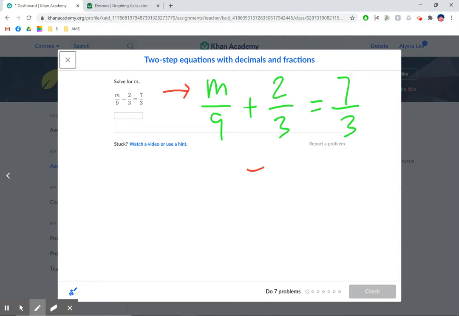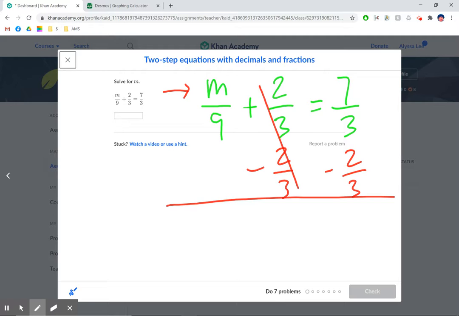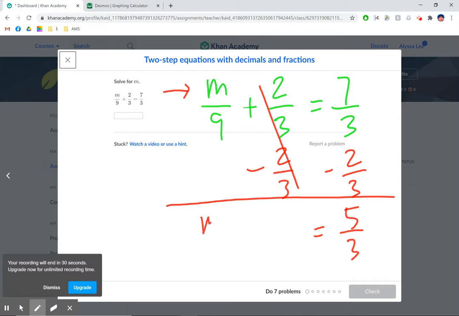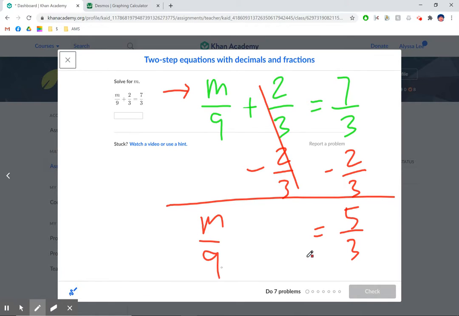So I'm going to start by subtracting 2/3 on both sides. I want to get that m over 9 term by itself. Again, I know it looks complicated, but use your calculator if you need to. This one should be a little bit simpler because on the right side you have all thirds. So 7/3 minus 2/3 should give you 5/3. They have the same denominator, so it's easier to subtract. Reduce the fraction, but it should be 5/3. So that means m over 9 is equal to 5/3.